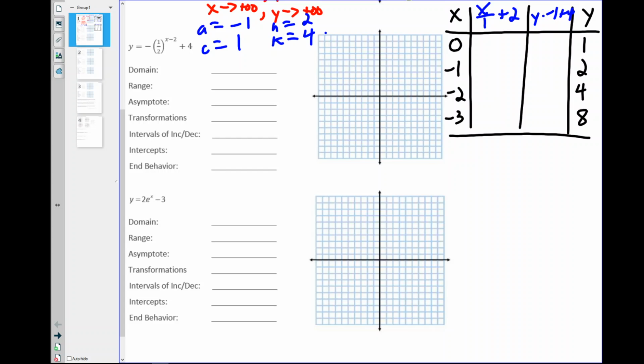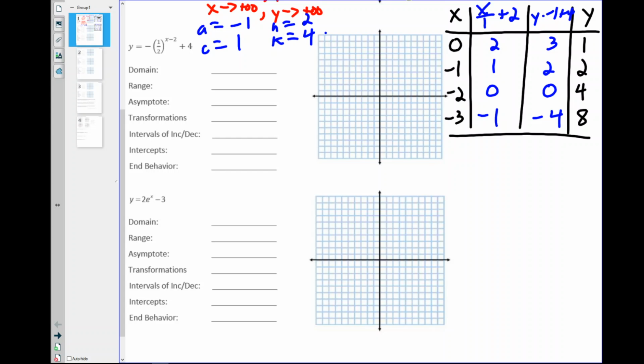Then I'm going to use my mental math skills. This gives me 2, 1, 0, -1. This gives me -1 plus 4, which is 3. -2 plus 4, which is 2. -4 plus 4, which is 0. -8 plus 4, which is -4. I'm graphing the inside one, the blue ones.